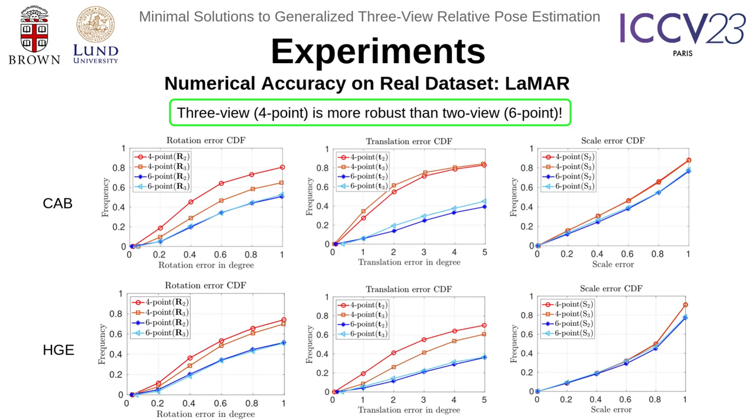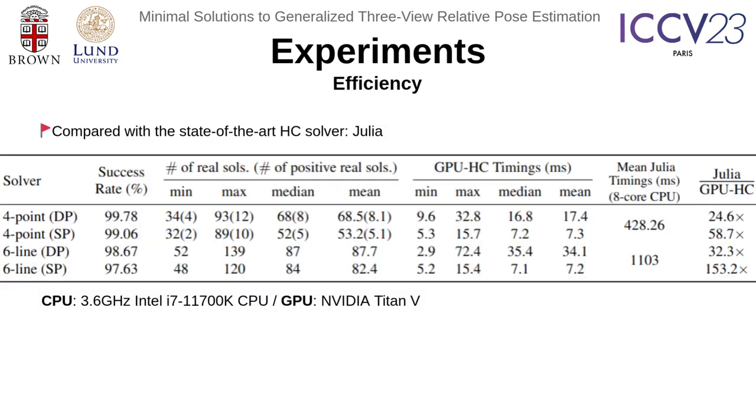Comparison against the two-view, which requires 6-point correspondences, is given using the MAR-ReL dataset. The cumulative density functions for the rotation, translation, and scale clearly show that 3-view outperforms 2-view in robust estimation. In terms of speed, this table shows how fast our solver can provide solutions.